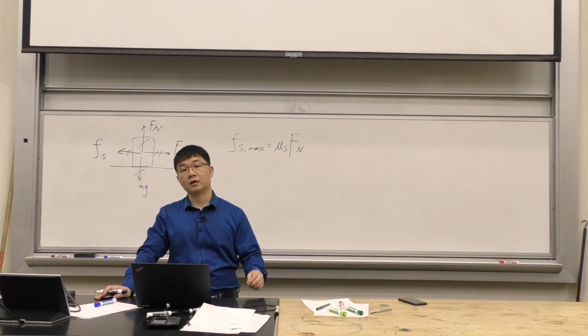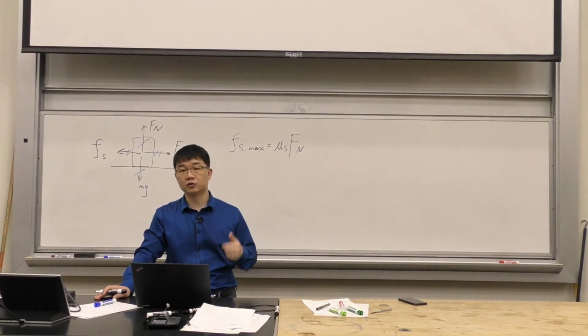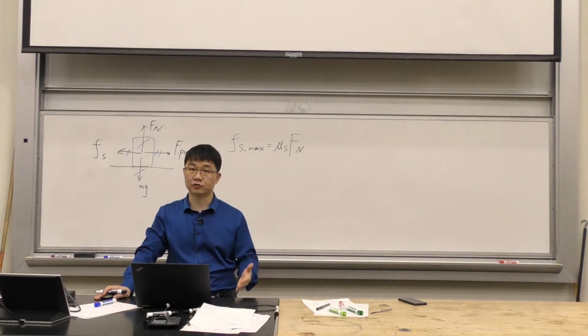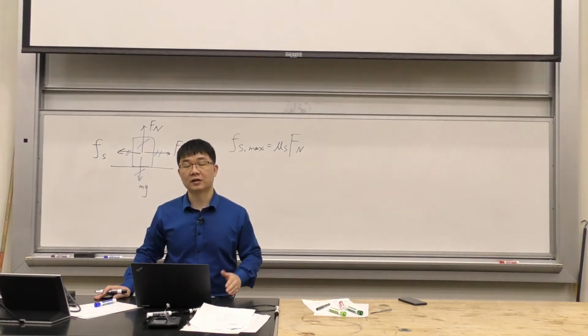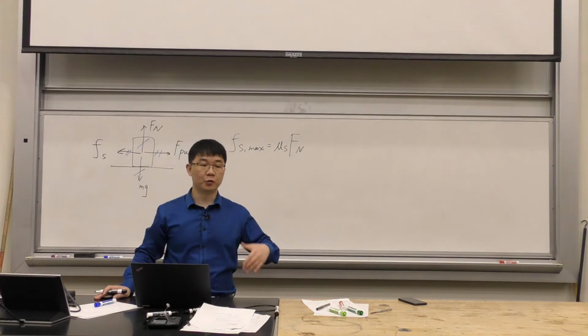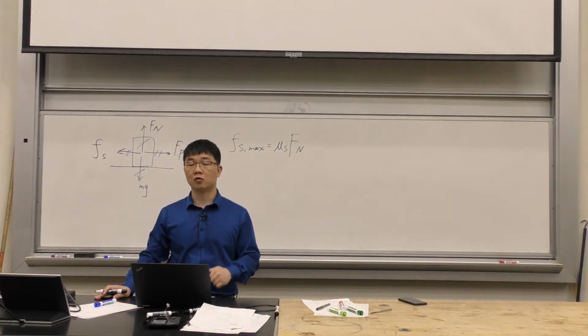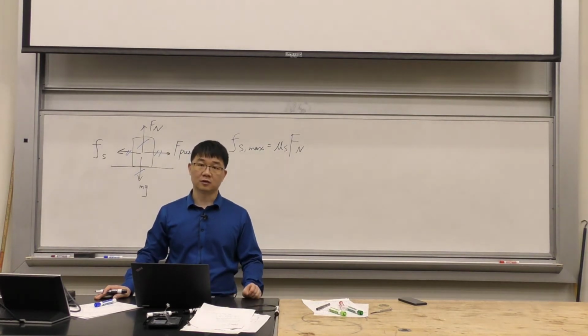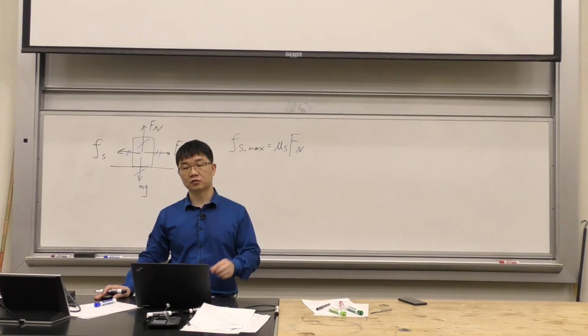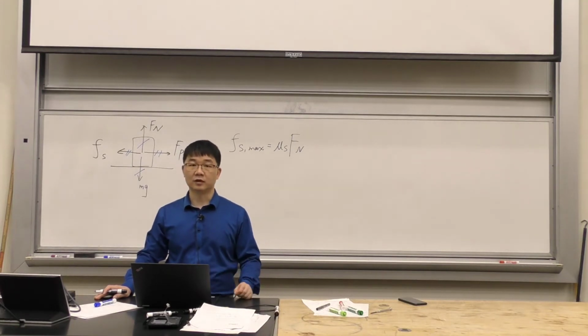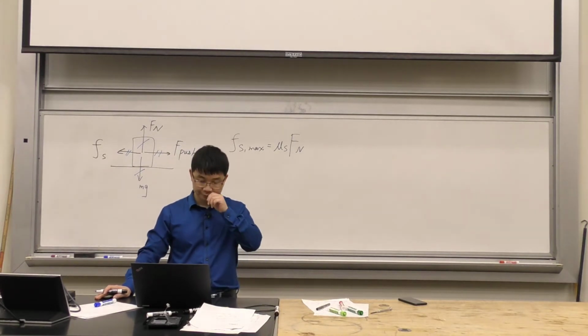But remember, this equation only helps you to calculate the maximum static friction force, right? The actual static friction force, when you're pushing it and it's not moving, you cannot figure it out this way. You have to draw a free body diagram and use Newton's laws to find it. So it's always going to be equal to the external force applied on it, trying to move it.